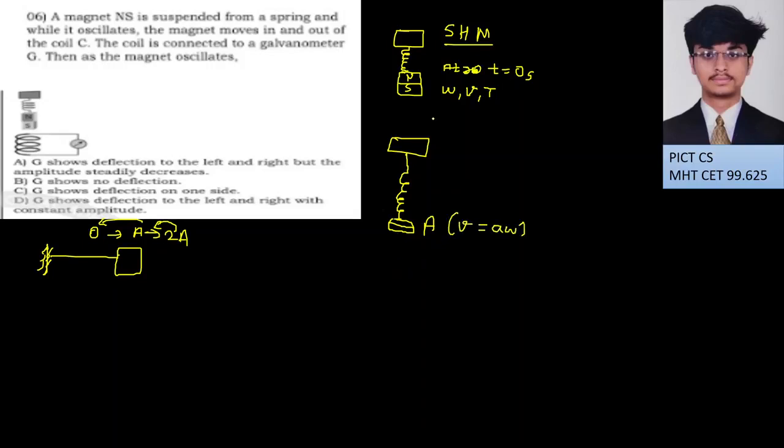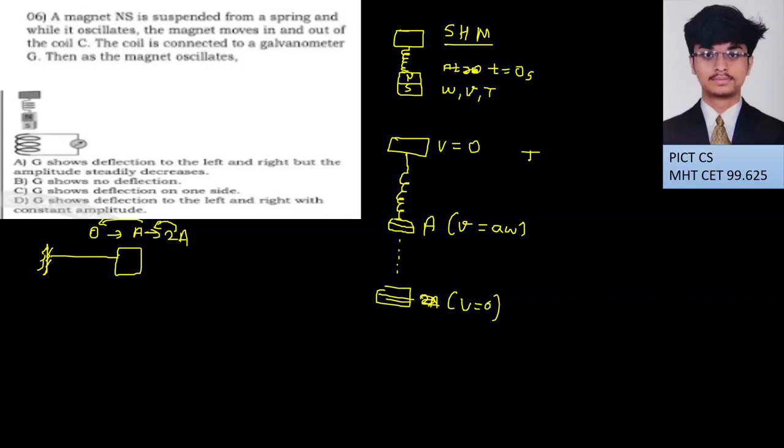Here it will be maximum, right? V is equal to A omega. Here V is 0, and after somewhere it will go down and reach the maximum point it can reach, which is a distance of 2A from this point. At this point velocity becomes 0, and it again starts going back towards the center and again to its initial position.